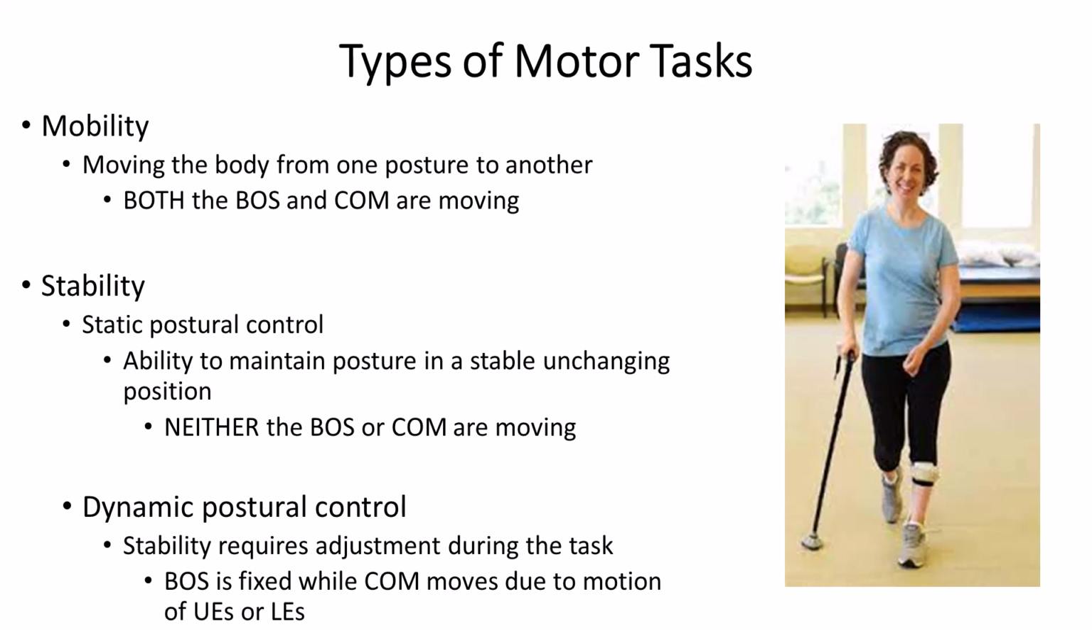With dynamic postural control, the base of support is fixed, but the center of mass is moving due to changes or motion of upper extremities and lower extremities. An example of this is a reaching activity, and these reaching activities can be performed in either sitting or standing, or having a person step up and step back down onto a step. With a stability task that is a dynamic postural control task, stability is constantly being adjusted during the task due to the motion of extremities.